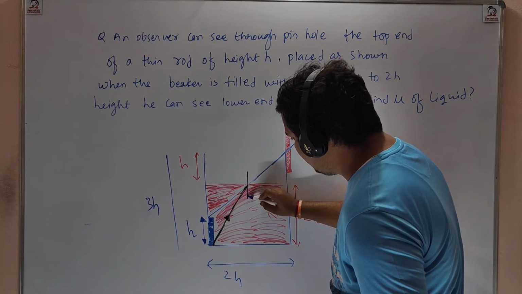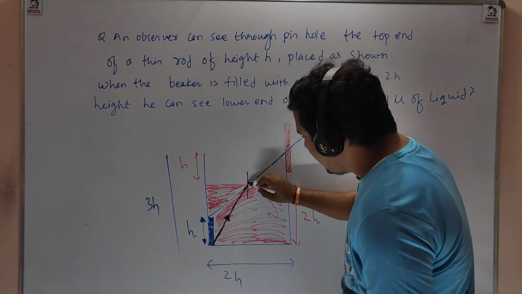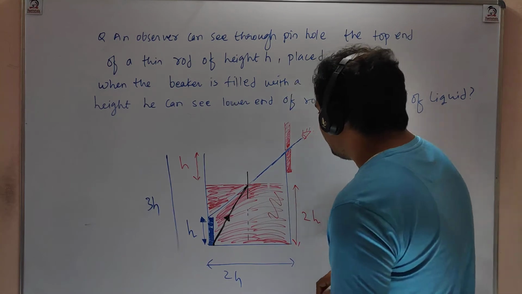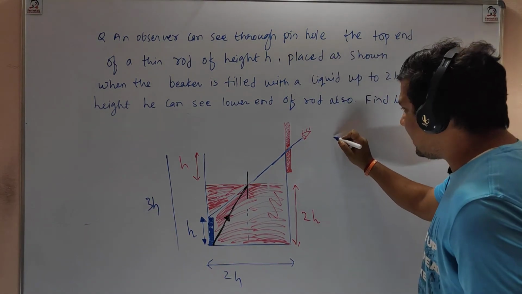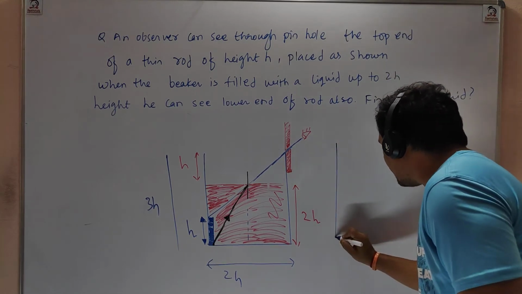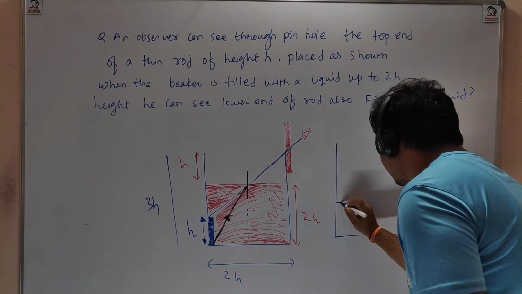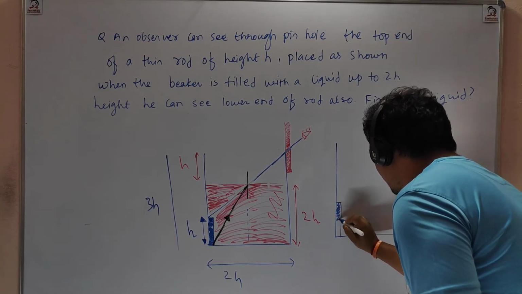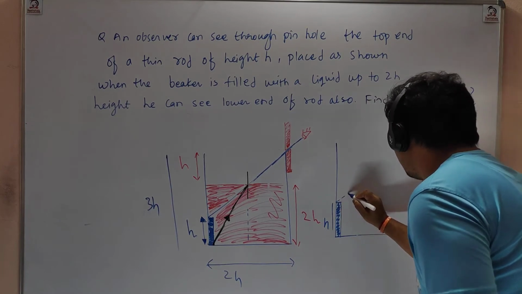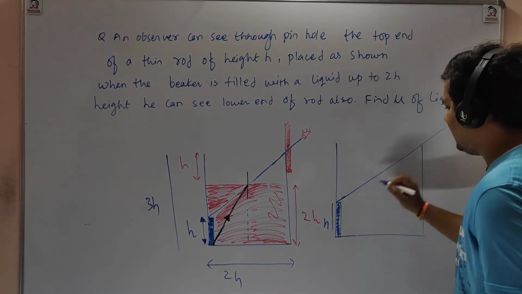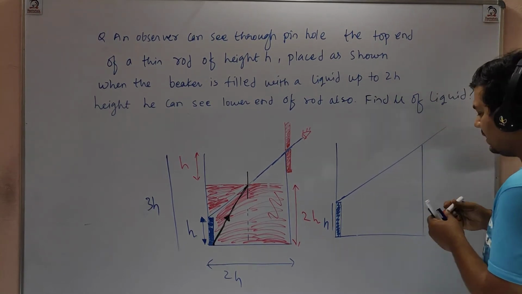So let's increase the length of the normal. I am not able to understand one thing in this. Yes, okay, you make it a little bigger. Okay, let's draw case 1 again to understand the values of the angles. So this is case 1. Height of the rod is h. This person can see the top point of the rod through a pinhole like this.